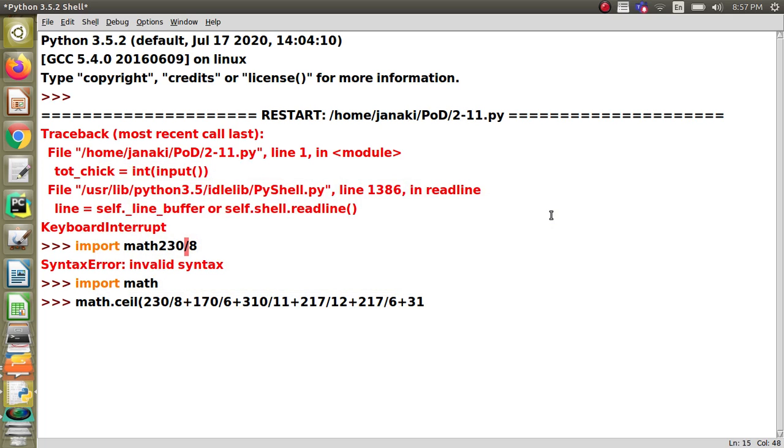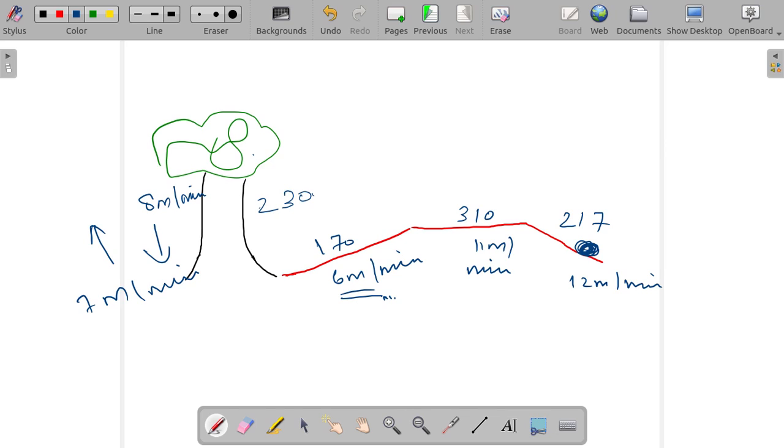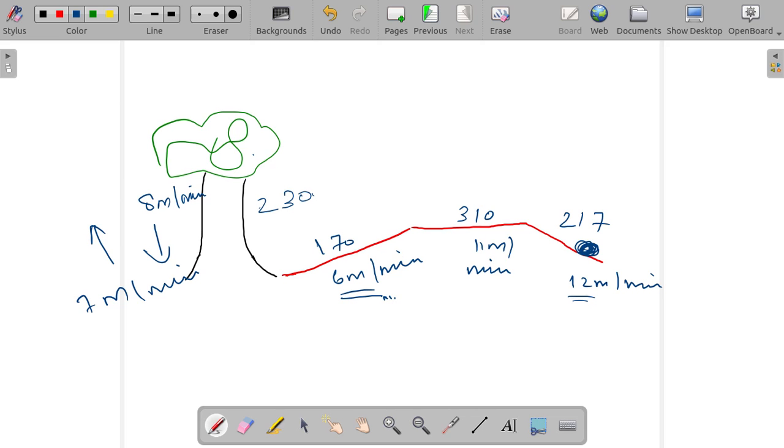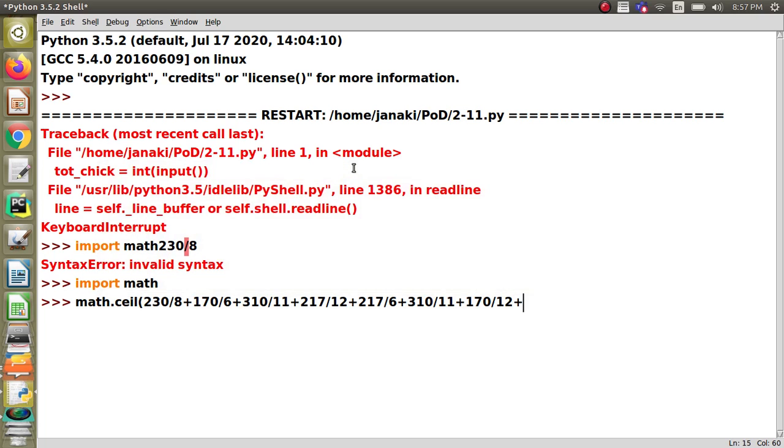So once again it will be 310 by 11, and then when it is going to move down, the distance 170 will be the same, but the speed now will be 12 meters per minute. So 170 by 12, and then it has to climb up. So we have to consider the height of the tree, that is 230 meters, and then divide by 7 because now it is moving up.